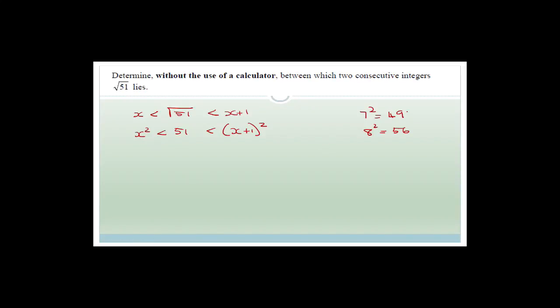Okay, so there we've already got something going. Do you agree that if I said x squared was 49, then this would be 7 squared and this would be 8 squared. No, 8 squared is 64, shame. But they didn't ask that. They said determine without the use of a calculator between which two consecutive integers. So the two consecutive integers that root 51 falls between are 7 and 8. 7 and 8.